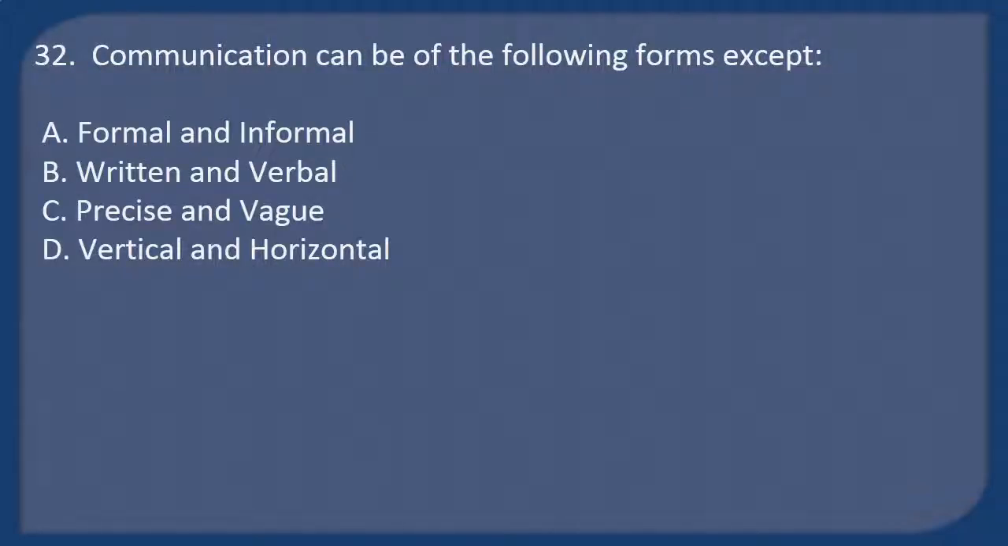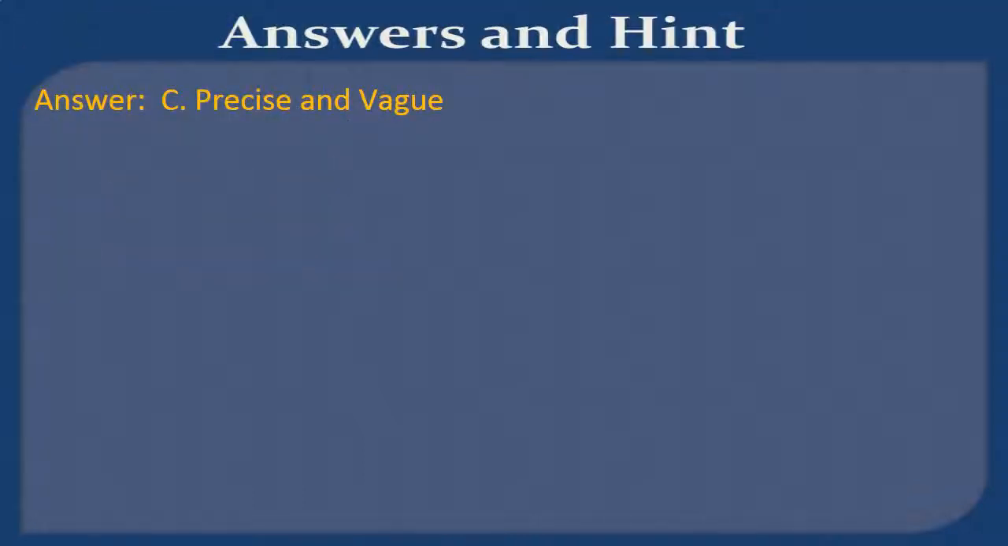Question 32. Communication can be of the following forms except: A. Formal and informal. B. Written and verbal. C. Precise and vague. D. Vertical and horizontal. Answer: C. Precise and vague.